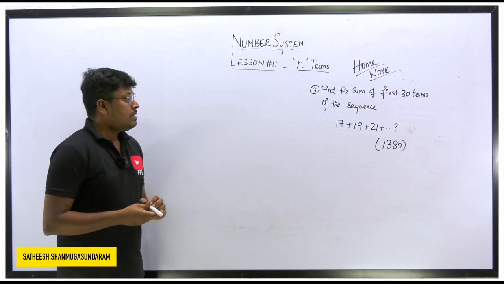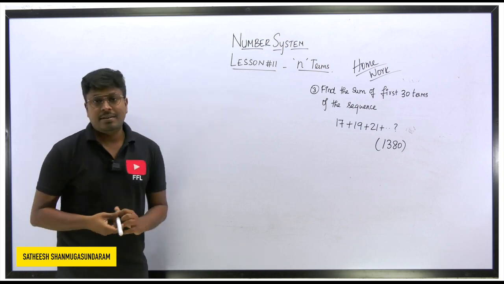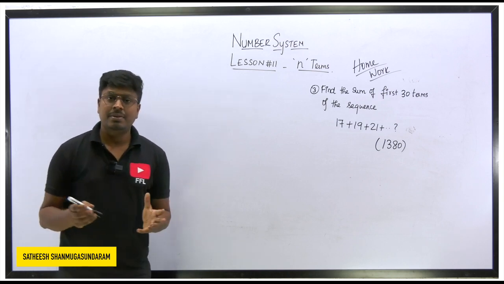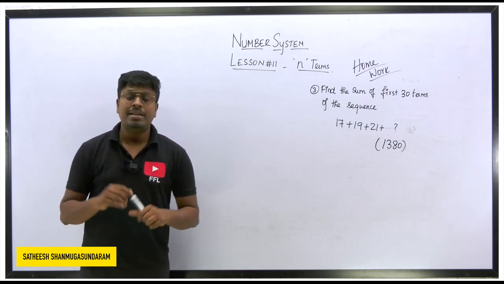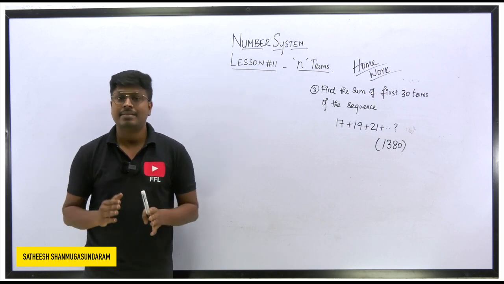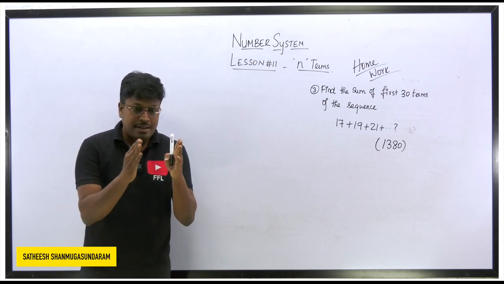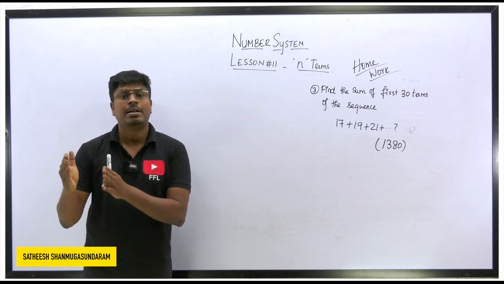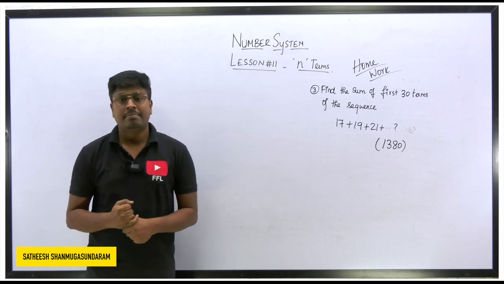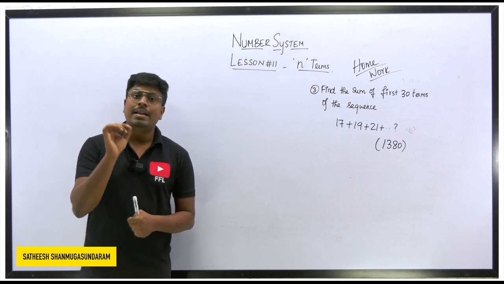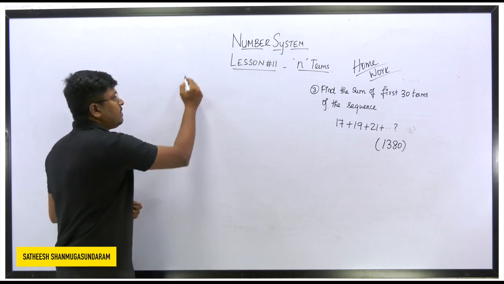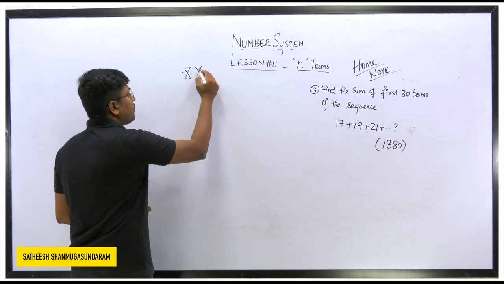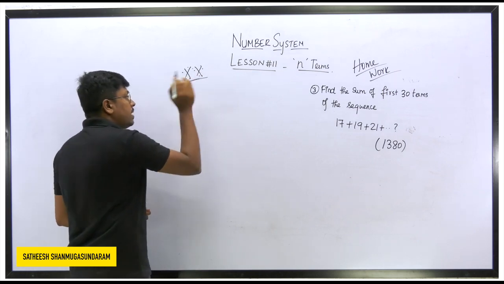Got it? So that's it about this video, right? This is the lesson number 11 video that is related to n terms. Most important concept, because many students are still making mistakes in this area. That's the reason we are making this a separate video on the number system topic, that is lesson number 11, n terms, which is called the arithmetic progression formula. Got it? Always remember one thing, never forget it. Every time before going for the exams, you need to remember this.